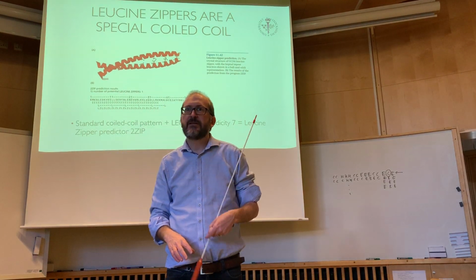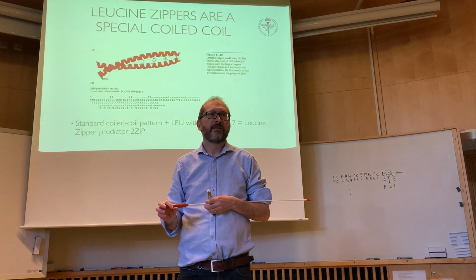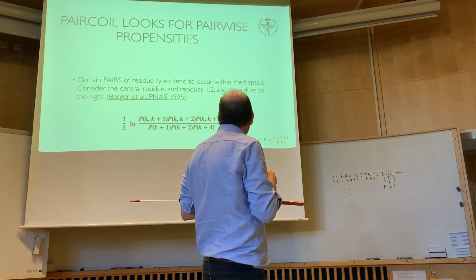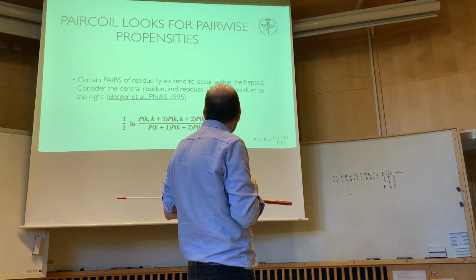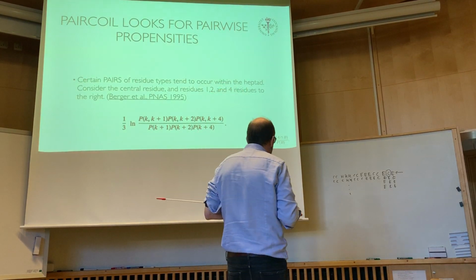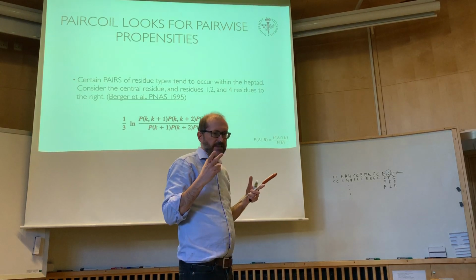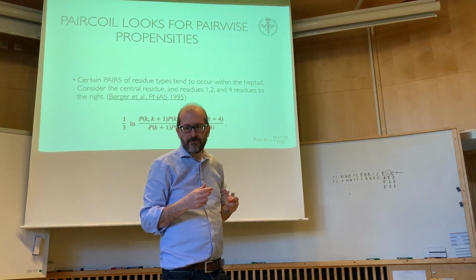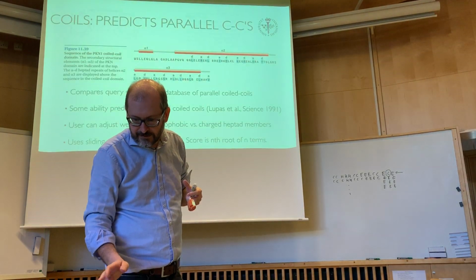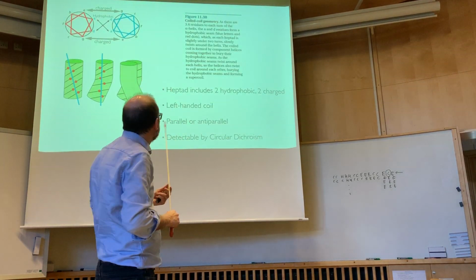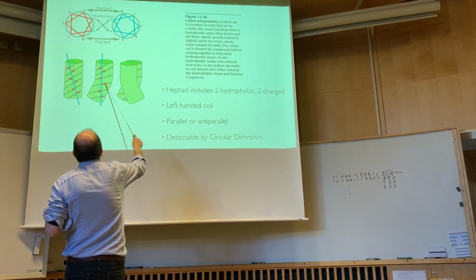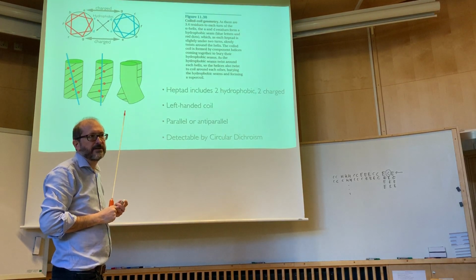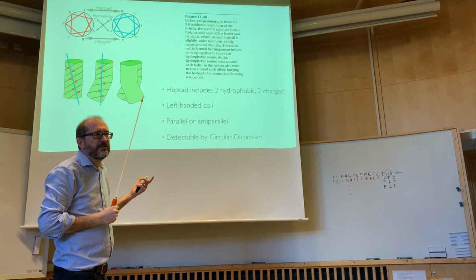So leucine zippers, how many of you have heard of leucine zippers? In previous, they look at residues 1 to 4. Yes. But why those? Well, because we're definitely talking about alpha helices, right? And so you'd expect that residues that are 4 residues apart would be close to each other, and so they should have some interdependency, right?